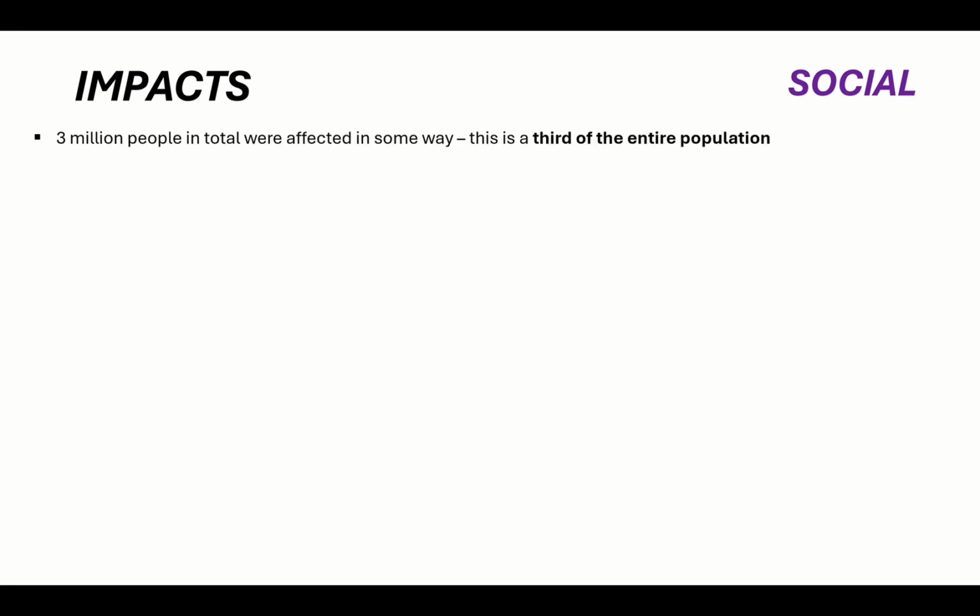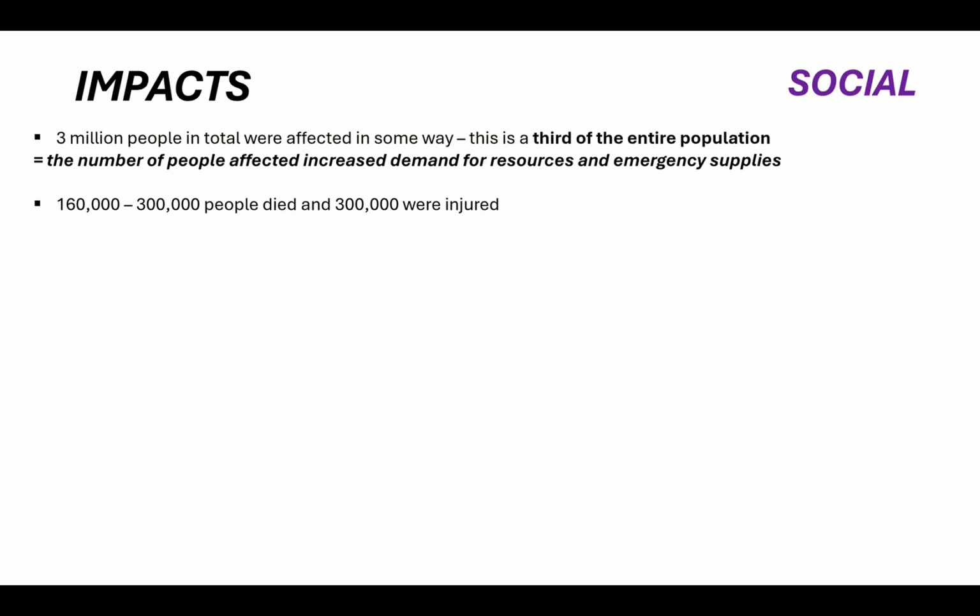So here are the social impacts of the earthquake. 3 million people in total were affected in some way, which accounts for a third of the entire population of Haiti. The number of people affected increased demand for resources and emergency supplies, which caused looting and accessibility issues afterwards. So we've had this amount of people affected through either dying or being injured, which actually makes it the 5th most destructive natural disaster in history based on death toll.